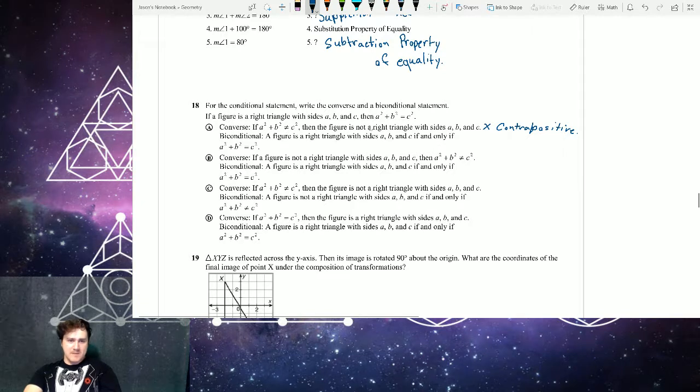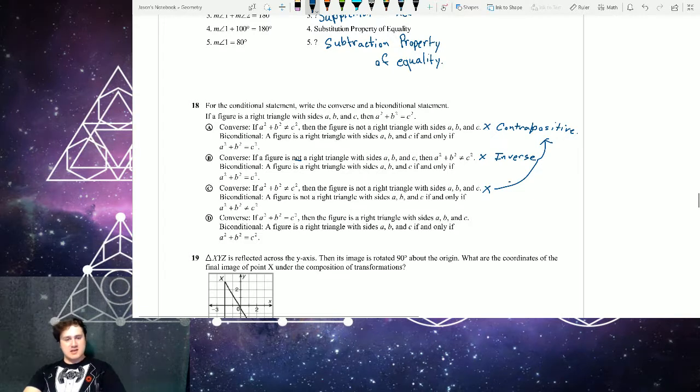Let's look at B. If a figure is not a right triangle with sides a, b, and c, again, here's that word again, not. So it's changing the meaning of it. If it's still in the same order but changes the meaning, that's the inverse. So again, this is not the converse. Alright, the next one. If a squared plus b squared does not equal, oh wait, that looks kind of familiar to what we had at the top. So no, it's the same reason as the first one for the converse being wrong.